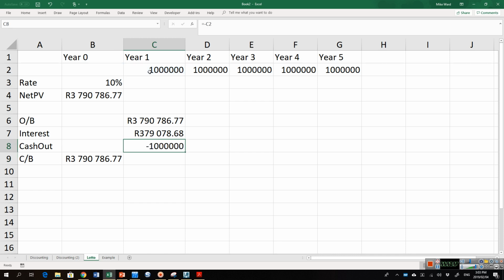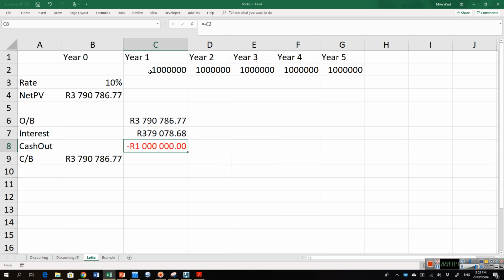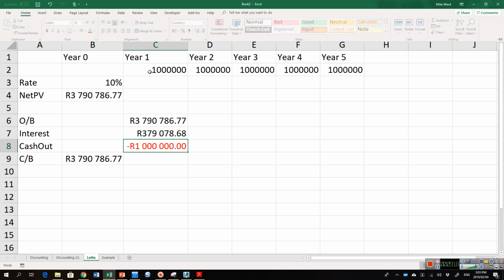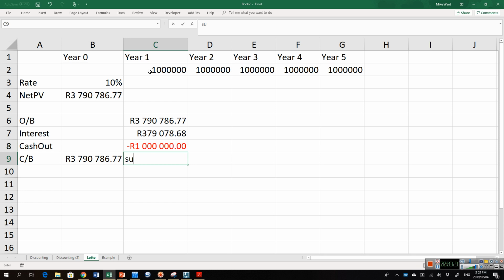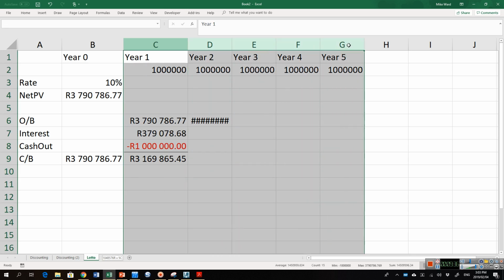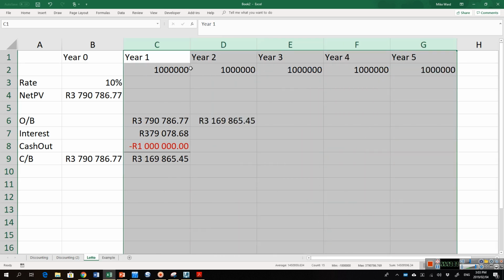And let's just put that into the same format. Here we are. So we're drawing R1 million out of our bank account, and if we add up what we've got here, if I say equals the sum of everything that we've got in here, you can see our bank account has gone down a little bit. But if we now carry this forward, and I'm just dragging this to the right, I'm just going to make all of these columns a little bit wider so that it all fits.